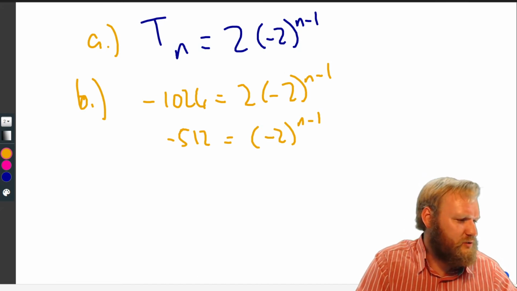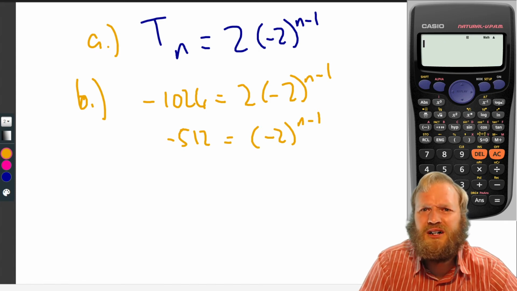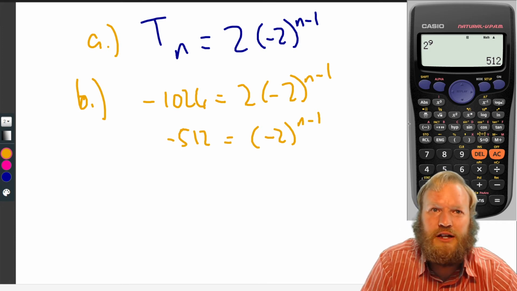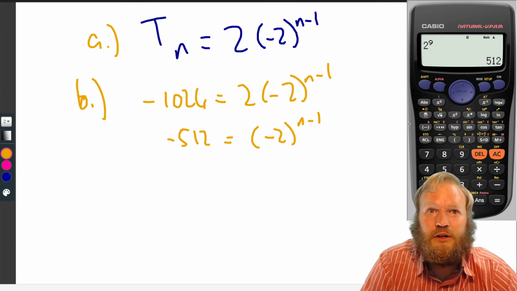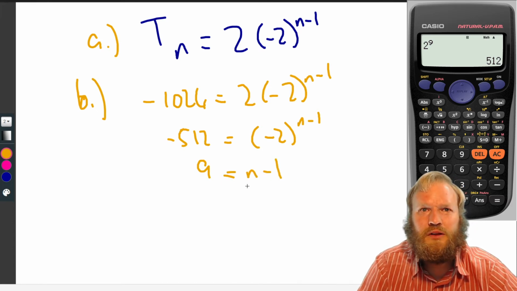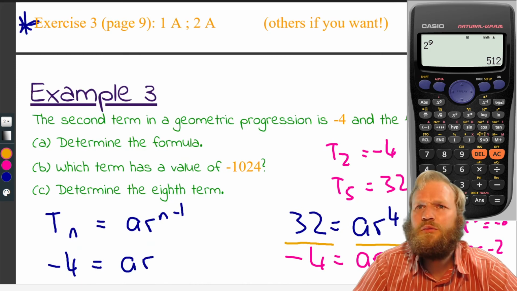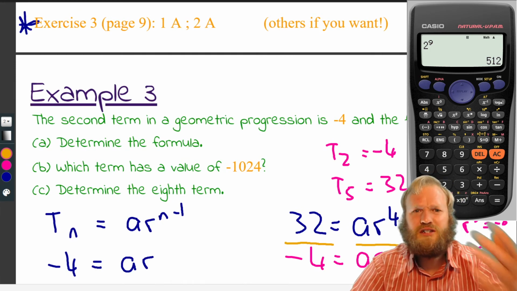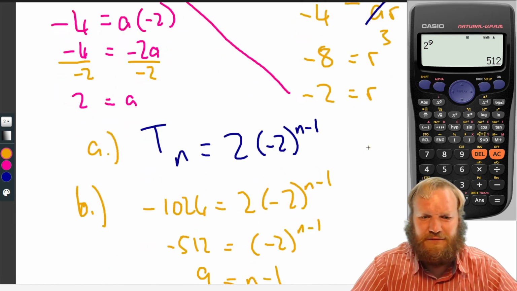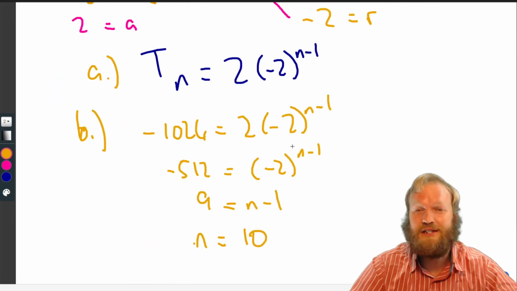Well, again, we can pop our calculator up here and go, well, 2 to the power of, I don't know, 5. No, that's 32. So we could play this game and go 9. Oh, look at that. So therefore, we know that 9 is n minus 1, and so n equals 10. Does that kind of fit in? Well, the fifth term was 32, 64. It feels right, if that makes any sense.